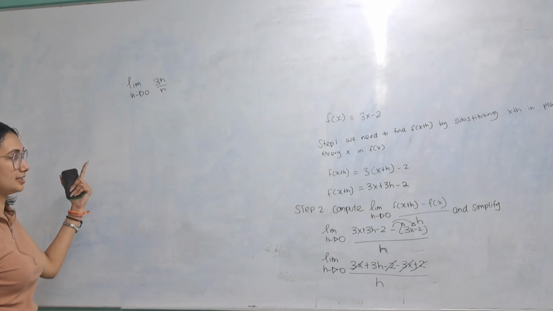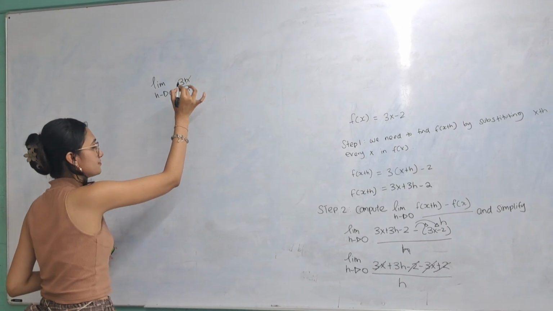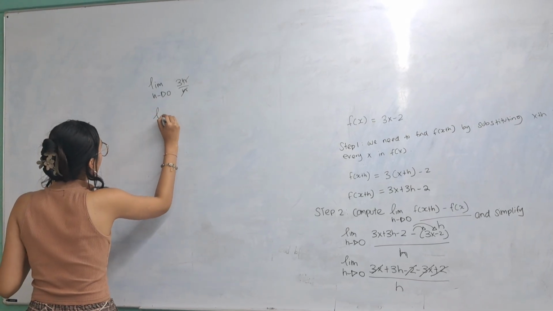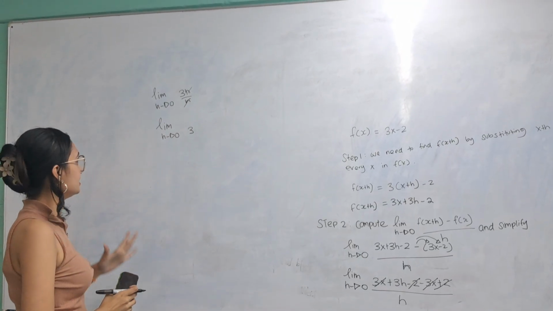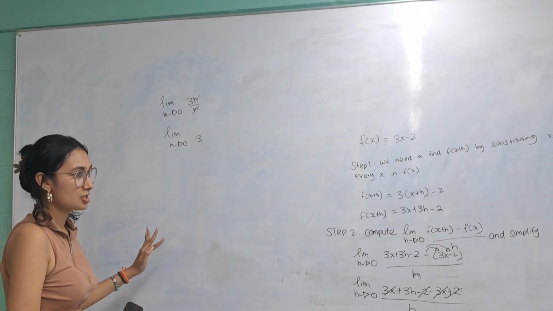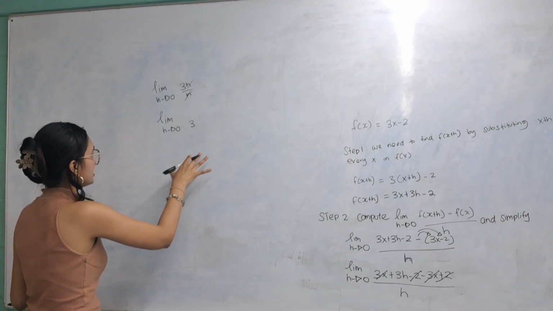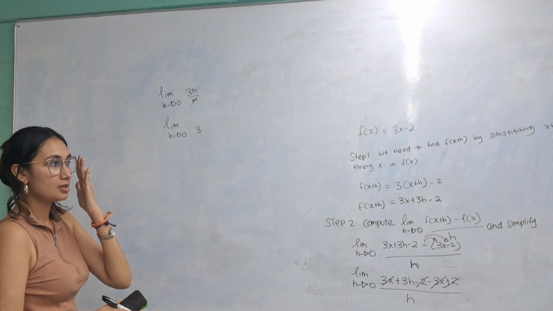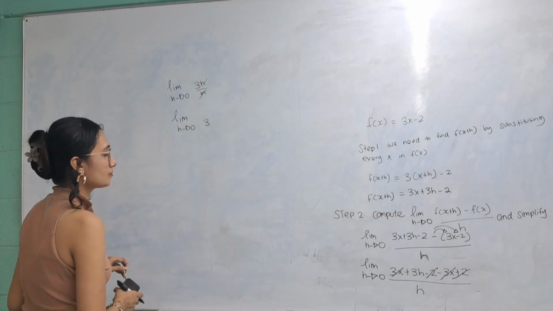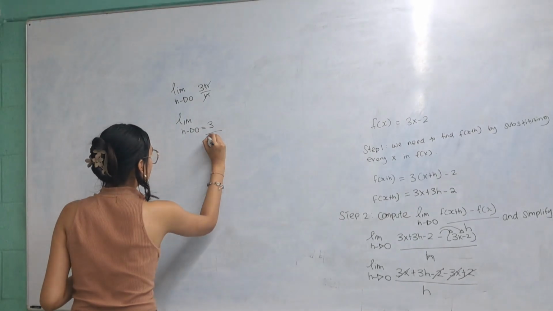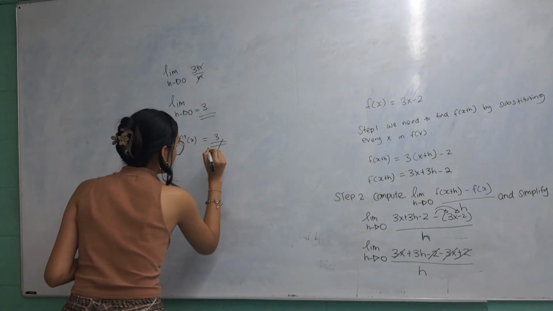We are still not done here. As you can see, it's 3h divided by h. So this h and this h will cancel off. So we are left with limit as h approaches 0, 3. For this question, there is no h, so we won't substitute 0 in place of h. So basically there is no step 3 for this one. Since there is no h, we will skip step 3. So basically our limit for this question is 3.